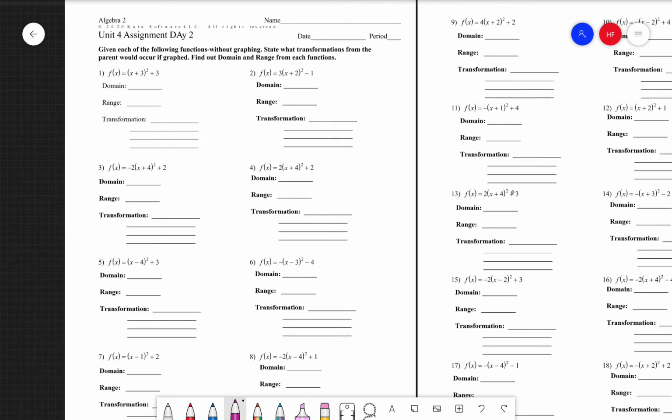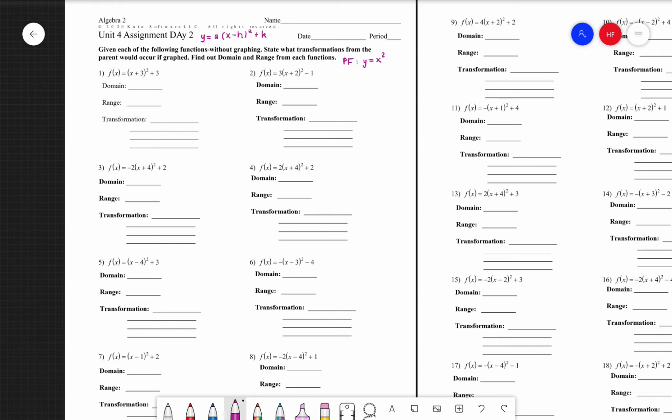And our parent function is y equals, or f of x equals, x squared. So we're looking from the original function that is centered at the origin, that goes up. From that, what transformations do we have? Remember that when we're in vertex form, we have y equals a(x minus h) squared plus k.